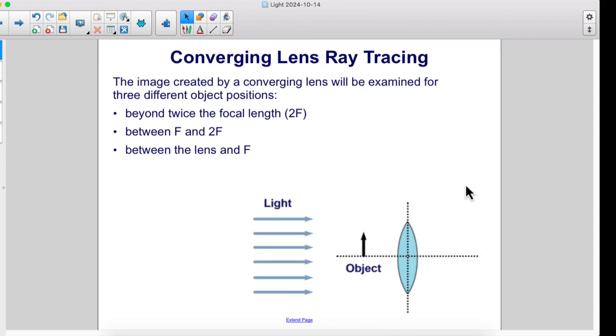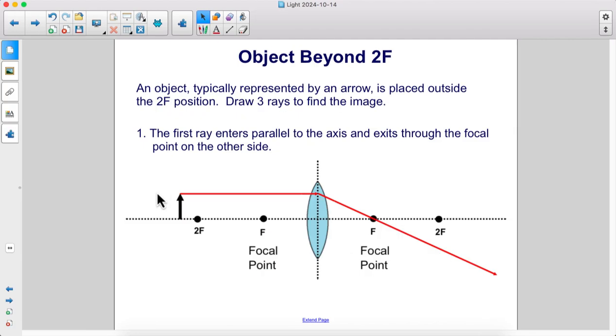The image created by a converging lens will be examined for 3 different object positions: beyond twice the focal length, between the focal length and 2 times the focal length, and between the lens and the focal length. An object, typically represented by an arrow, is placed outside the 2F position. Then we're going to draw 3 rays to find the image.